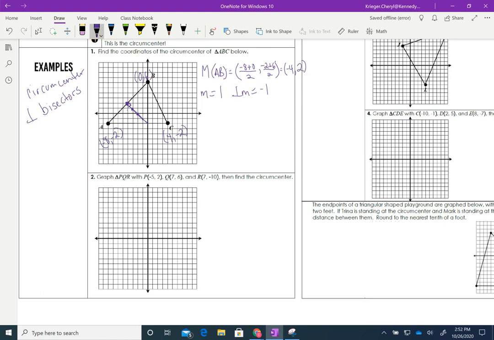So let's do the same thing for BC. The midpoint of BC is the average of my x values, so 0 plus 4 divided by 2, and the average of my y values, 6 plus -2 divided by 2. So that would be at 2, and 6 minus 2 is 4, divided by 2 is 2. So 2, 2.